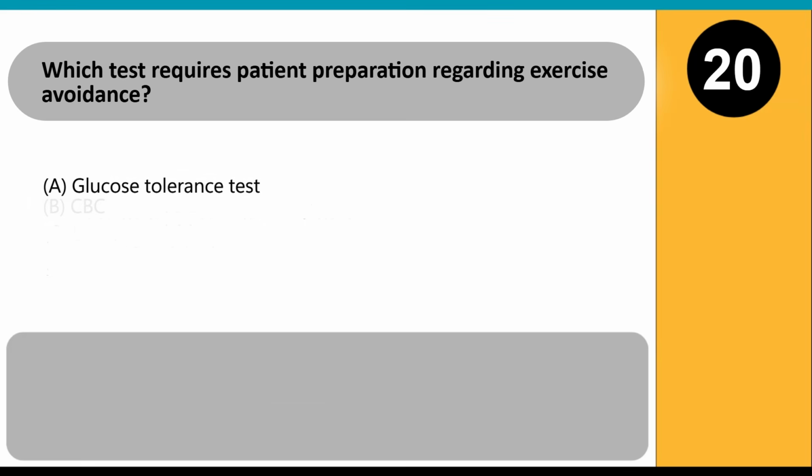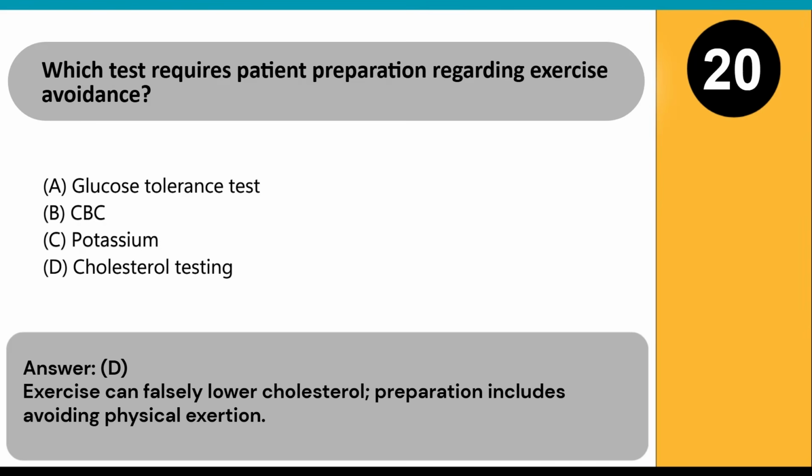Which test requires patient preparation regarding exercise avoidance? A. Glucose tolerance test. B. CBC. C. Potassium. D. Cholesterol testing. Answer D. Exercise can falsely lower cholesterol. Preparation includes avoiding physical exertion.